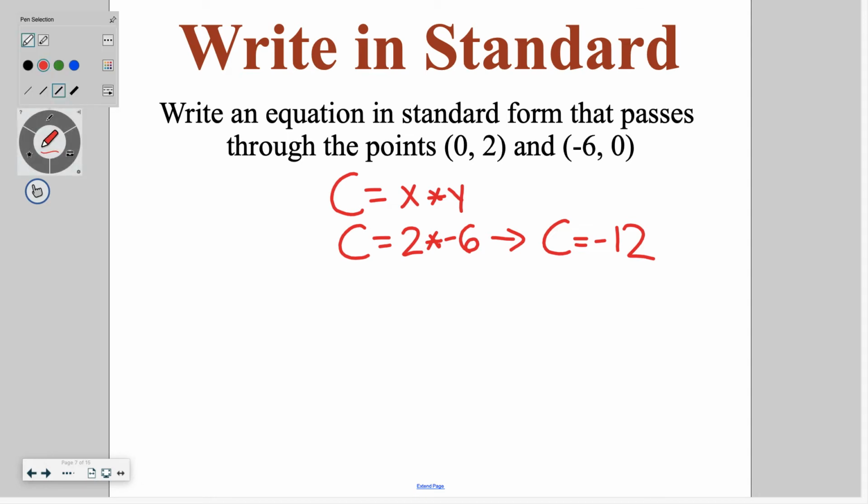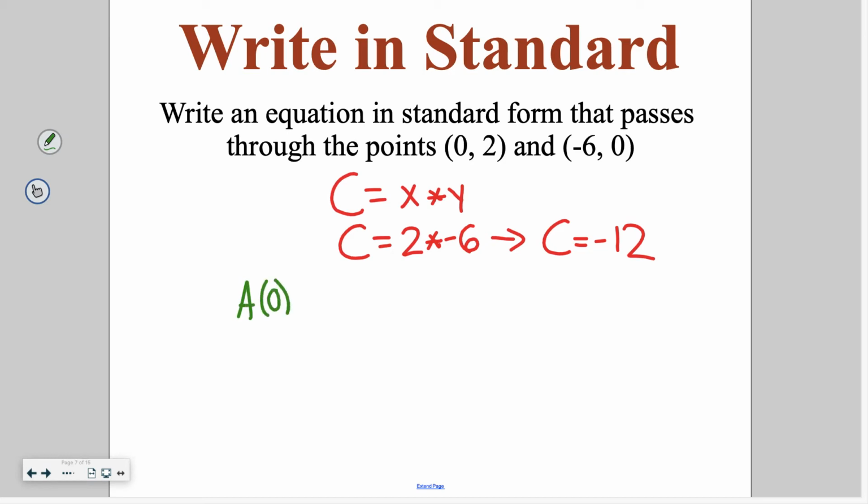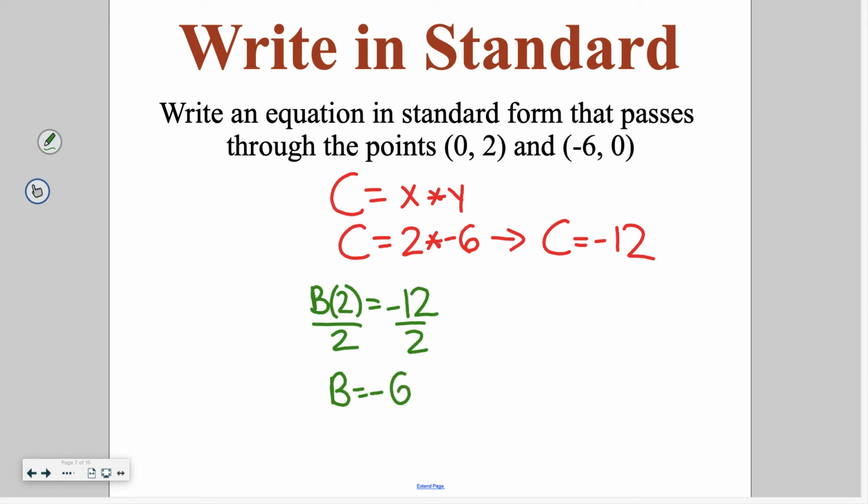Now, in order to find our a and b values, we're going to have to use our given information. So here, we're going to say a times 0 plus b times 2 is equal to -12. I took my x and my y and I plugged it into the equation. A times 0 is going to give me 0, so that gets eliminated, and I can now solve for my b value. When I solve for this, I find that b is equal to -6.